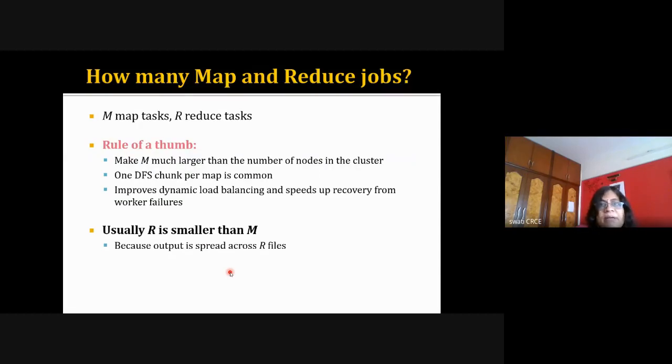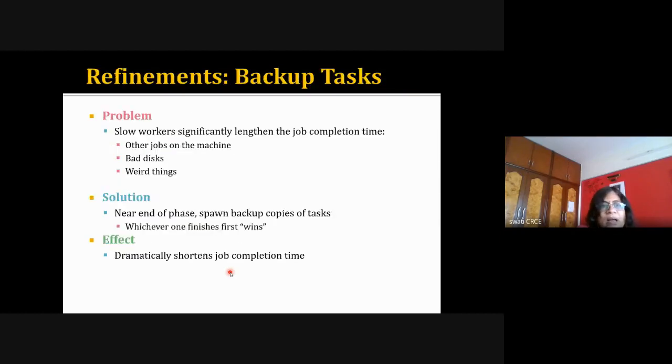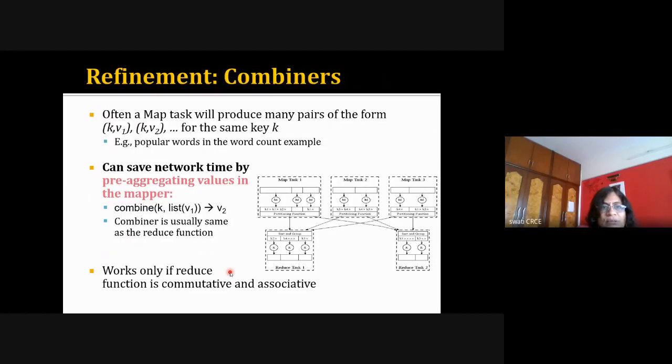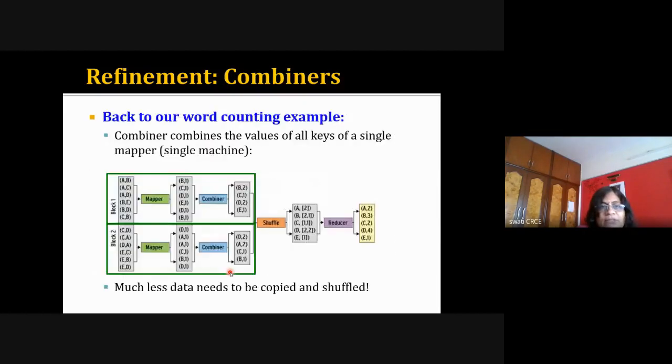So how many mapper and reducer tasks should there be? The number of reducers should be smaller than the number of mappers. And this is about the combiner, which I told you about already.